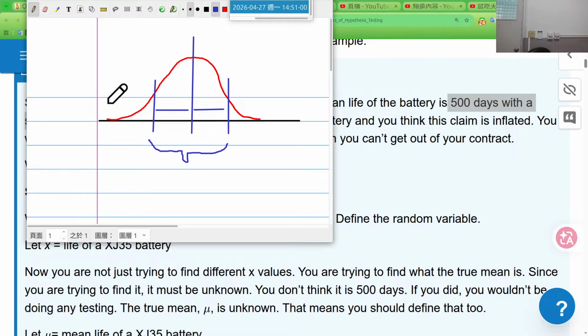The probability is about 2.5% or 2%, about it. What I can say, you have the better luck. We bought the battery.